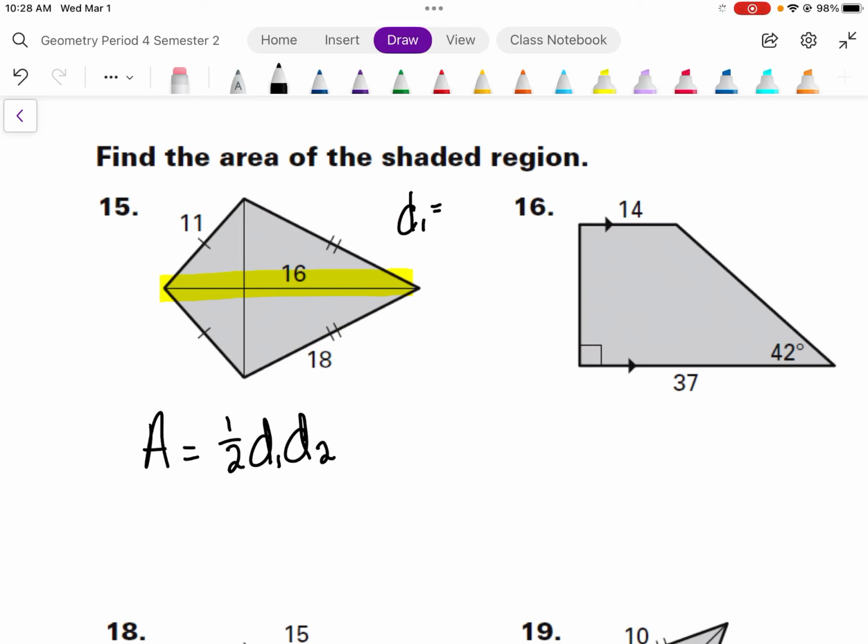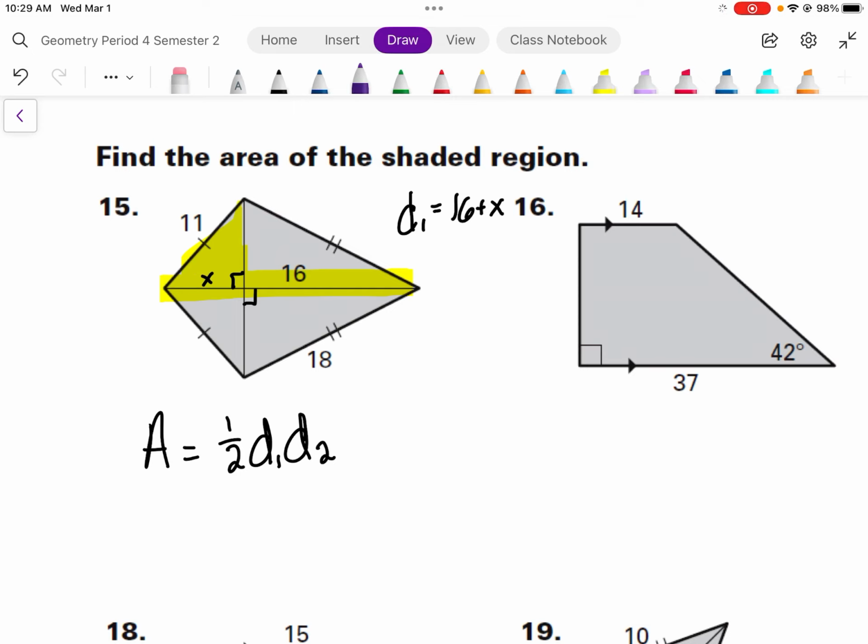So in order to find diagonal 1, we have to figure out what this second part is that I'm going to label x. So we need to figure out what x is in order to solve for that. In this one, we would need to know two other sides of the triangle. So in this one, we only know one side of one of the right triangles that are formed. So we're not going to be able to solve for x right now.